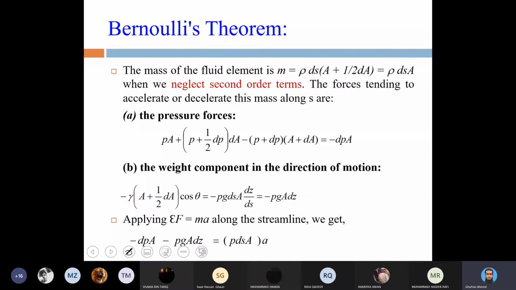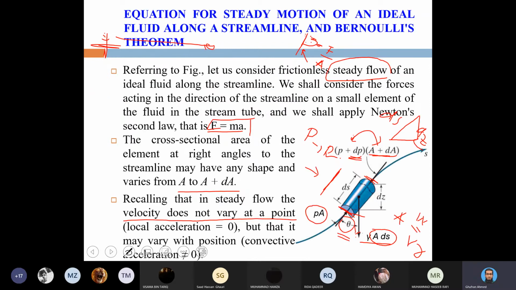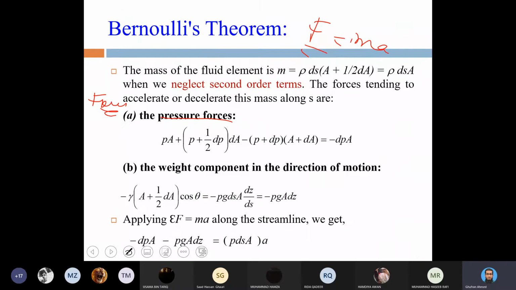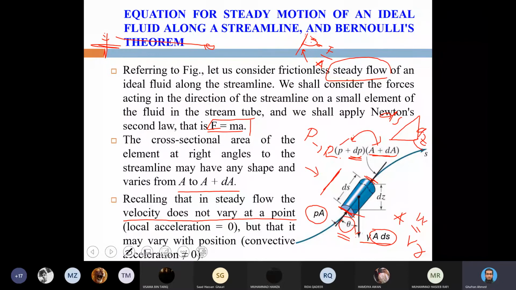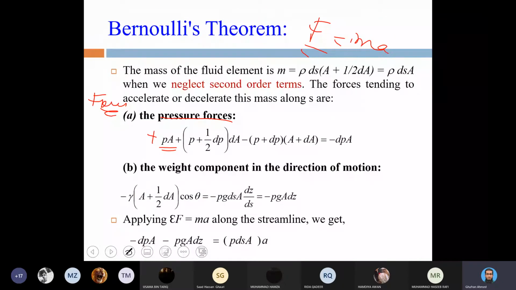So first of all, we will find these forces. Okay, F is equal to ma. So what are the forces involved in it? First of all, it is the pressure force. The force acting at the bottom is PA, with the positive sign. And the pressure acting from the top of the fluid element is P plus dP, times A plus dA. Okay, so this is the second force.